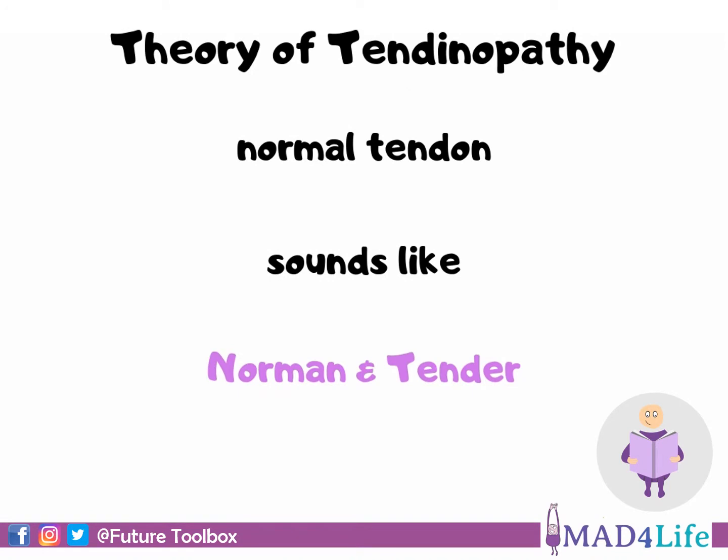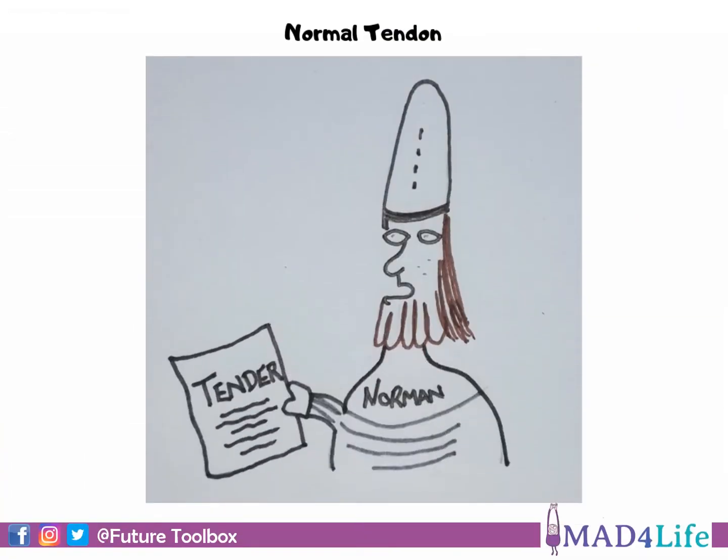Here's the first one, the normal tendon. So what does normal and tendon sound like? Well, normal sounds a little bit like the name Norman, and tendon sounds a little bit like the word tender. So Norman and tender, normal tendon. Time to get the pen out and draw a really basic drawing. So I've drawn Norman there, and he's holding a tender. He's going to bid for something. Maybe he's going to bid to be in a play on stage. More about that later.